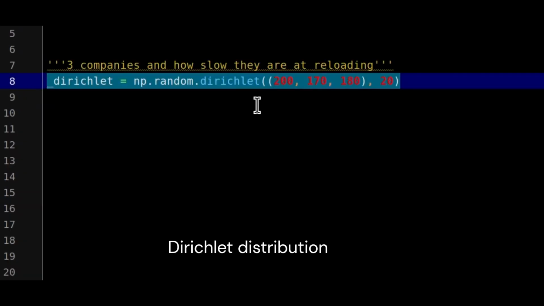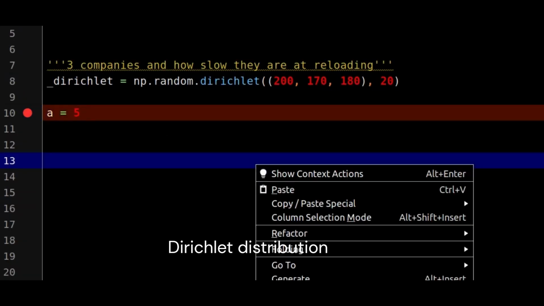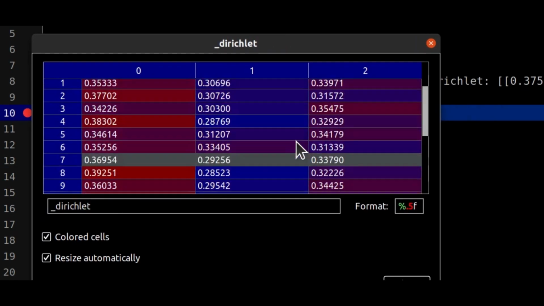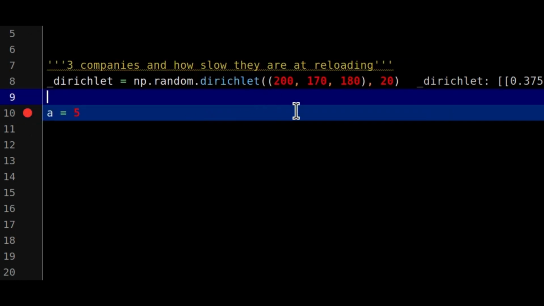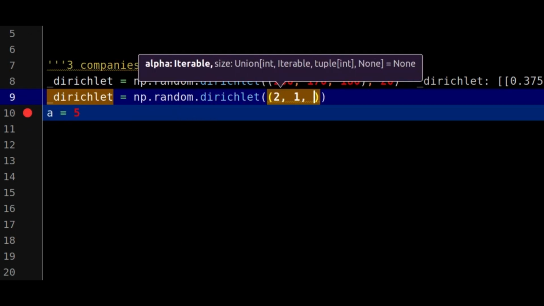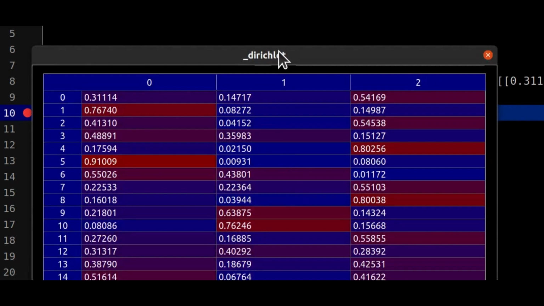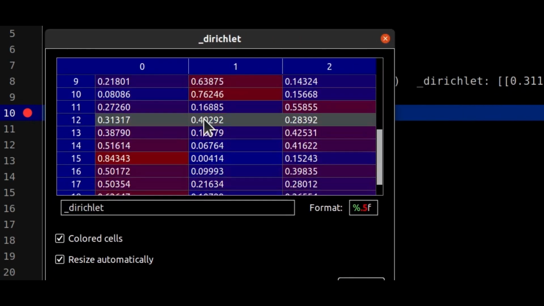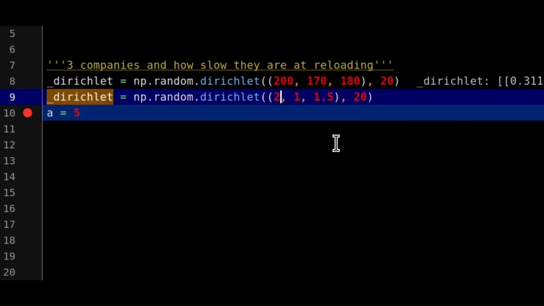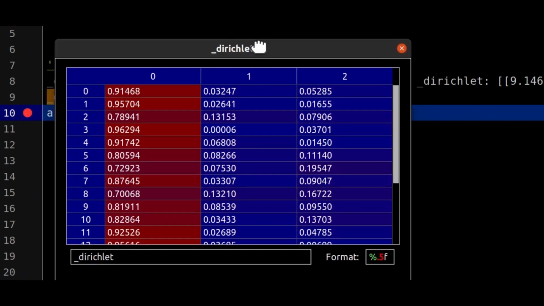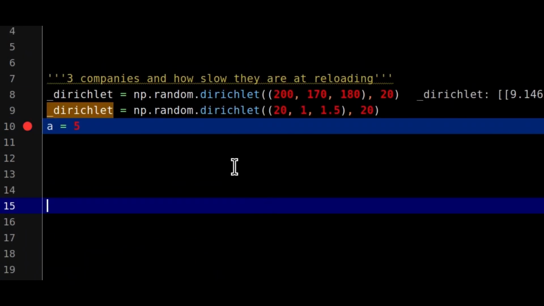There are again many ways to fix this, and one way is by using the Dirichlet distribution. It can be called using this nice little line. There are 3 companies, and the first needs more time to reload than the other 2. That's basically what these numbers mean. And if all these numbers are really small, it means that the company with the highest number will be relatively much slower at reloading. And if the numbers are larger, it means the company with the highest number will only be a little bit slower. So it's a way to control the degree of winner takes all.